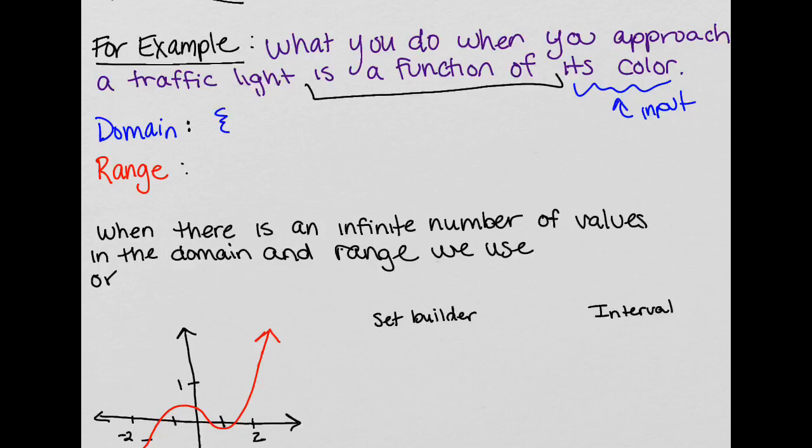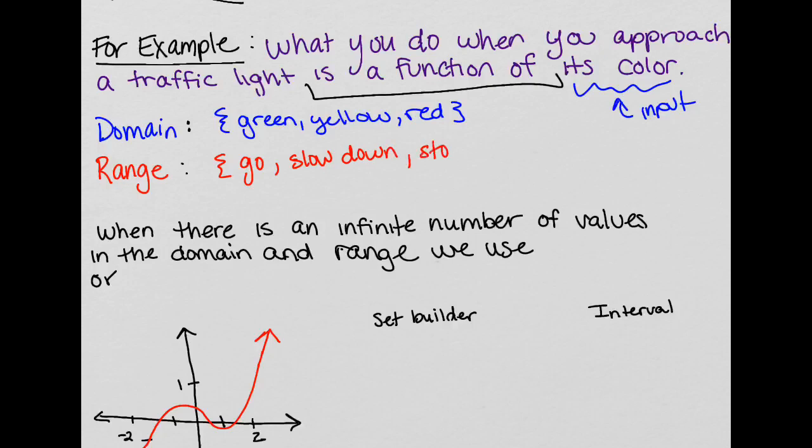So the colors of the traffic lights are going to be green, yellow, and red. Now, what is your behavior as you approach that light? When it is green, you're going to just continue to go through the light. When it's yellow, you're going to slow down, be cautious. Hopefully you won't speed up. And if it's red, you're going to stop. So there's our domain and range in roster form, which is just a fancy way of saying a comma-separated list.